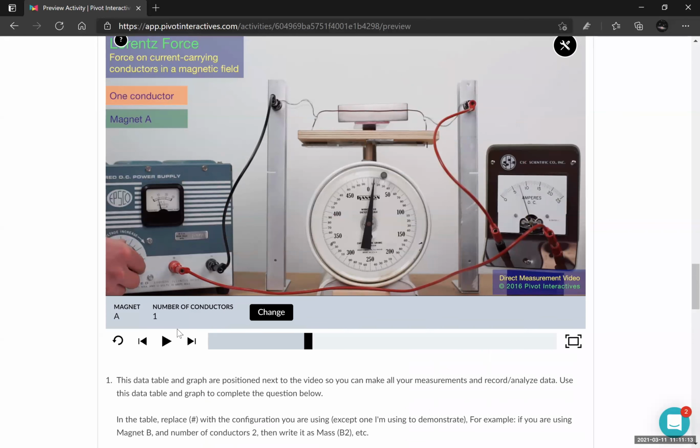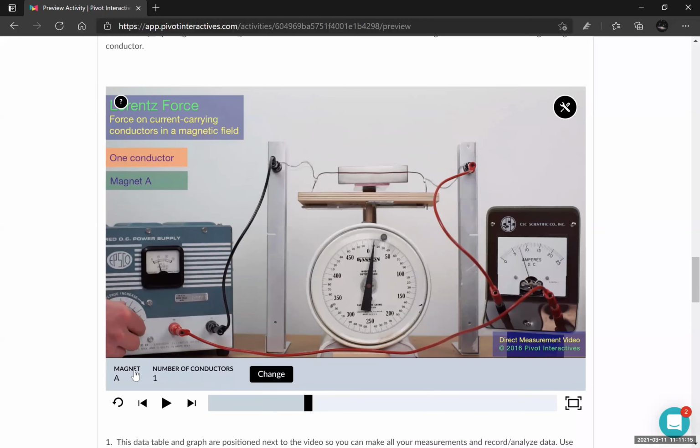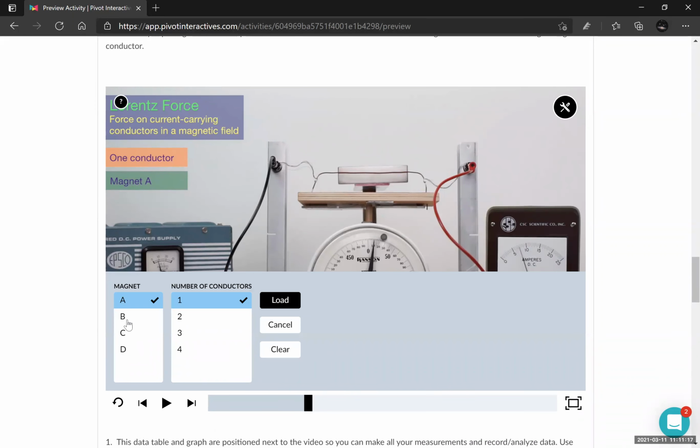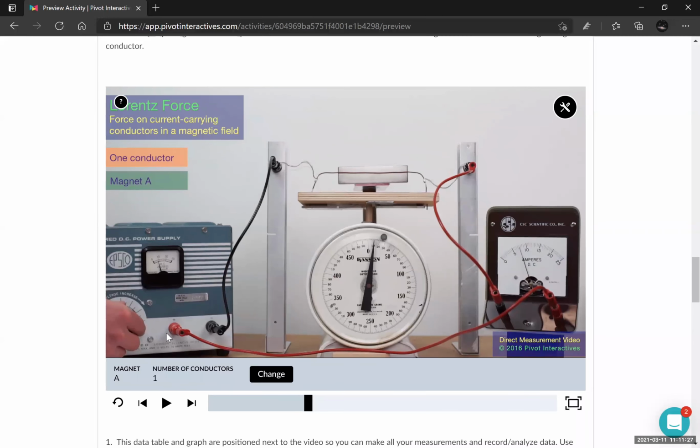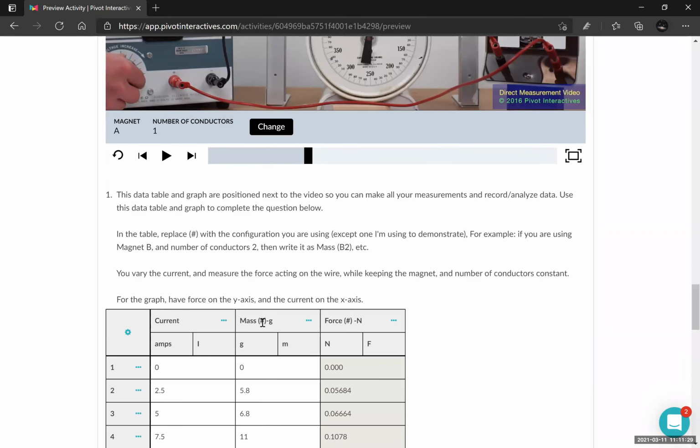So when you are doing the experiment, you're going to choose a different magnet. You can choose a different magnet or a different conductor, it doesn't matter, as long as it's anything other than what I used. You can say A and 2 or B and 3, something like that. Where I have "pound" here, change that to your configuration. So if you have magnet B and conductor 2, change that to B2.